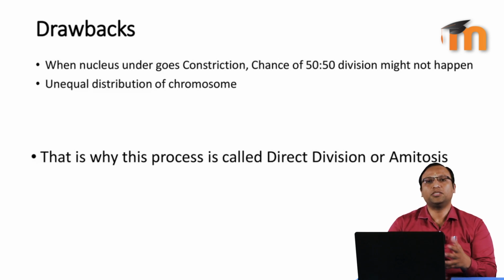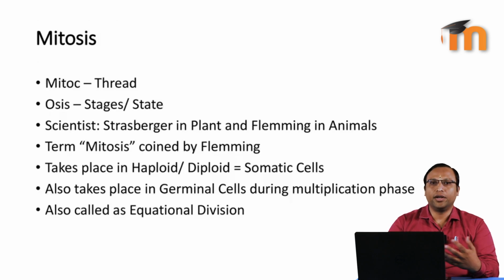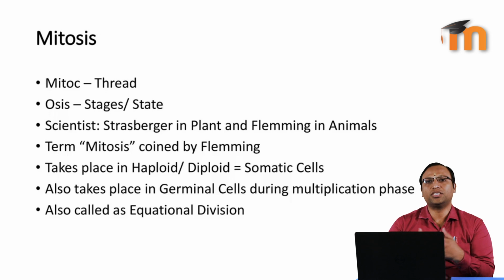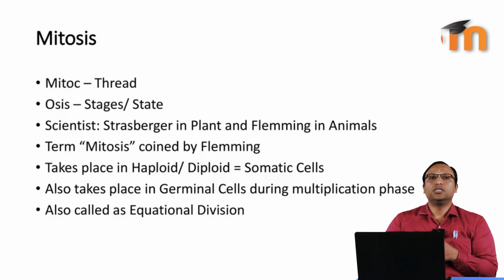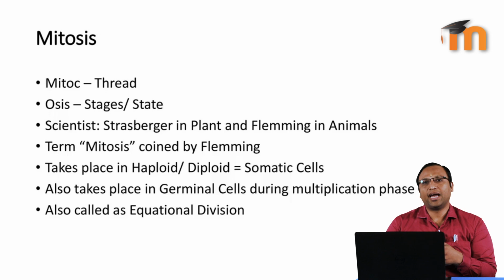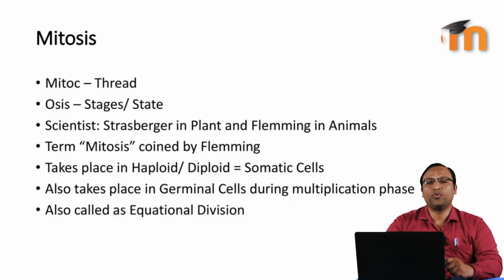Let's see about the next process, that is mitosis. Mito means thread and osis means stages or state. Scientists Strasburger in plants and Flemming in animals observed this process, and Flemming was the scientist who coined the term mitosis. It takes place in haploid and diploid cells, mainly in the somatic cells. It also happens in the germinal cells during the multiplication phase. Also, this is called equational division, which we will see in the coming topic.